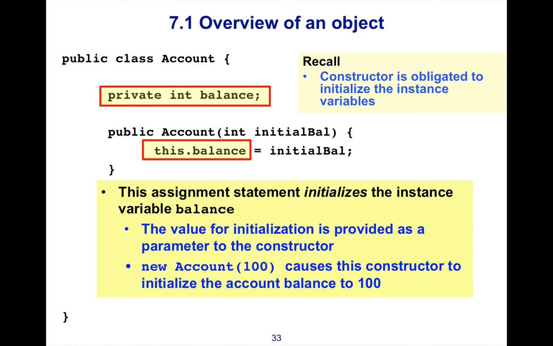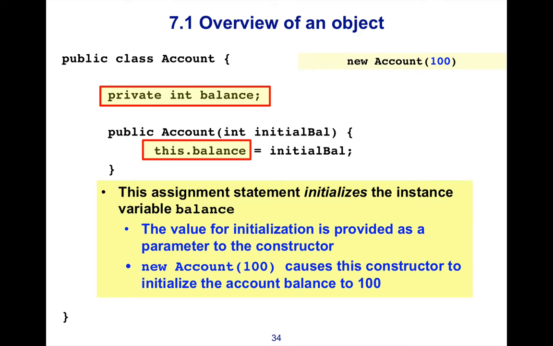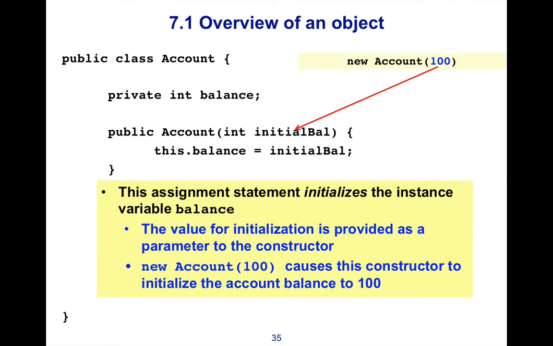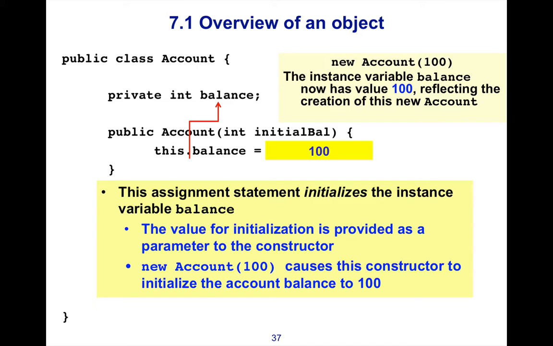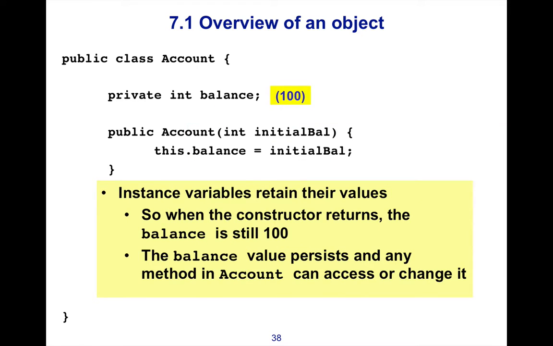And the way to call this constructor is to say new account and then specify whatever information is needed inside the parentheses of the constructor. This particular constructor needs an integer, so if I call new account and pass it 100, the action is going to transmit 100 to the initial balance variable. The assignment statement evaluates the right-hand side to 100 and then assigns it into the instance variable balance. Now, instance variables retain their values, so when the constructor's over, the balance is still 100 and we're able to deposit or find out the balance of this account subsequently.